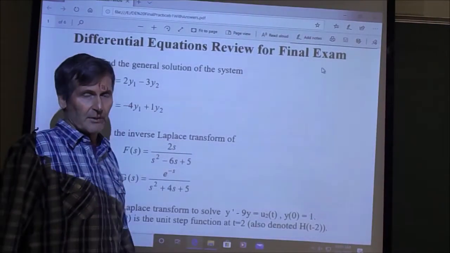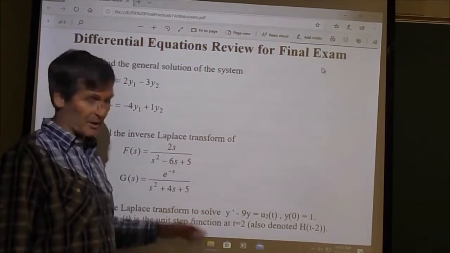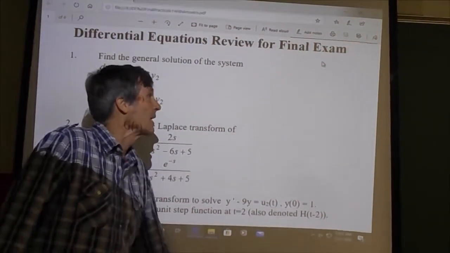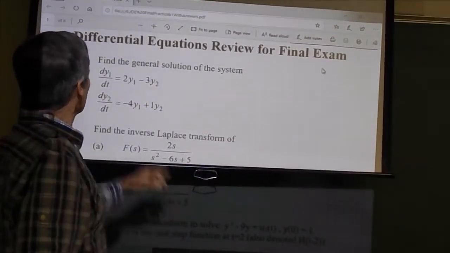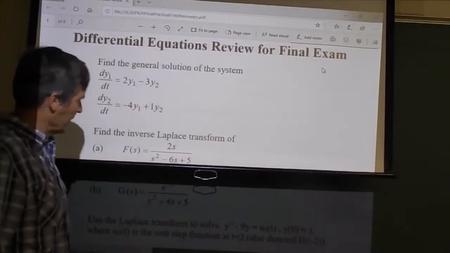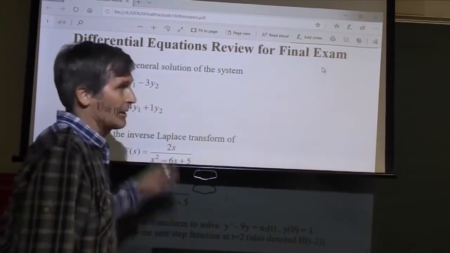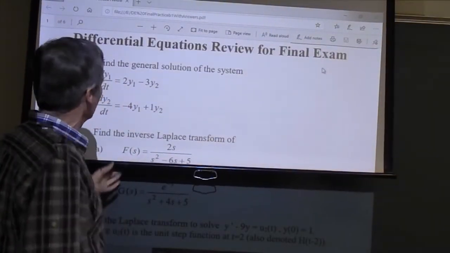Well, it's time to get ready for the final exam. I want to go through some of these problems on here. Let's look at this one first, the general solution of a system of differential equations. I'm surely going to give you something like this on here, right?